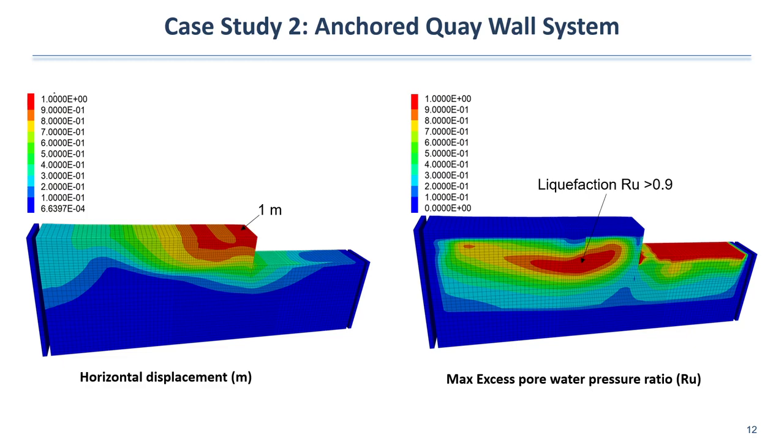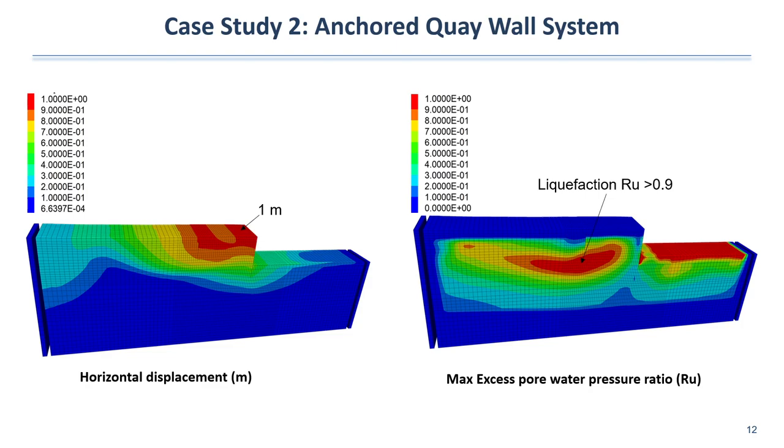So if we look at the soil behavior, we see the horizontal displacement is about 1 meter, and it's the typical wedge action that we see. It develops near the top of the quay wall and goes to somewhere near the bottom, and then gets a hinge kick at the toe and goes to the upper soil area.